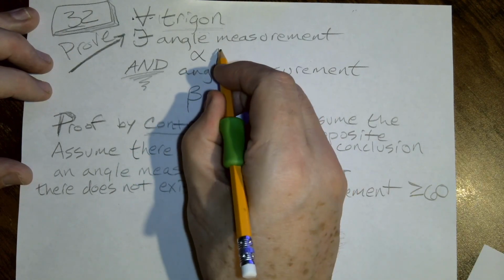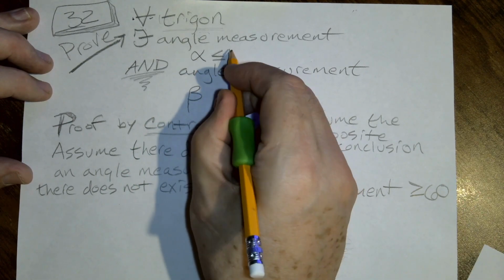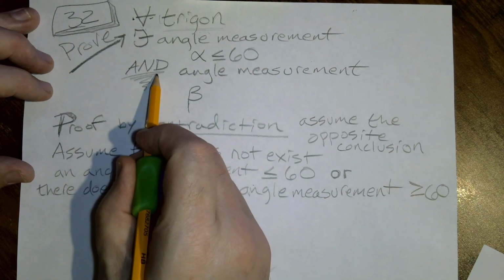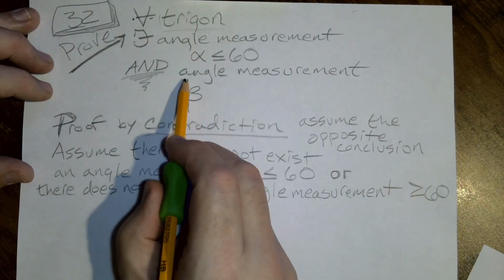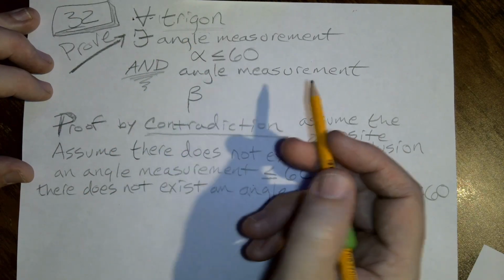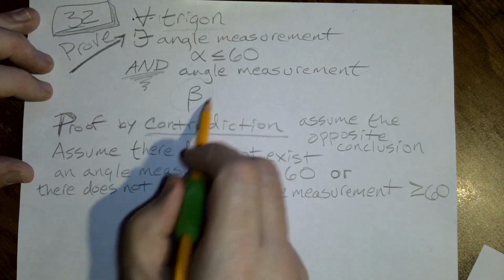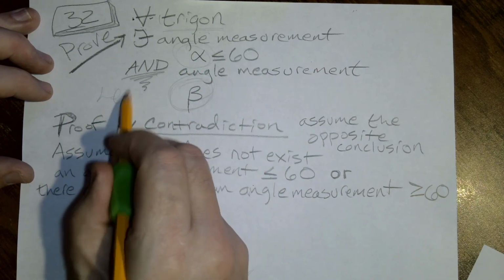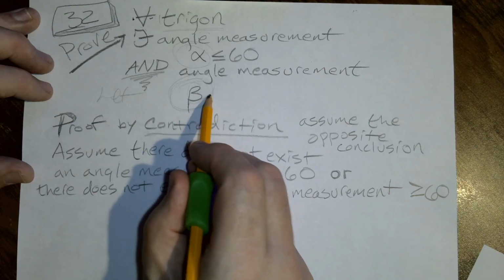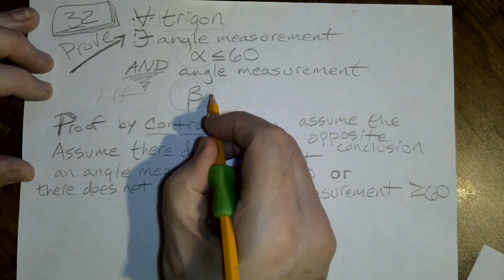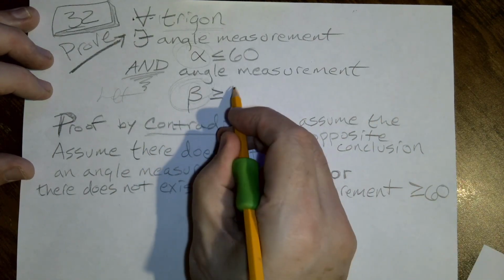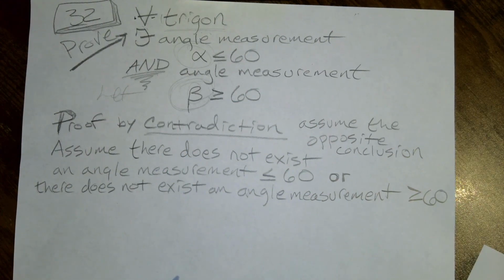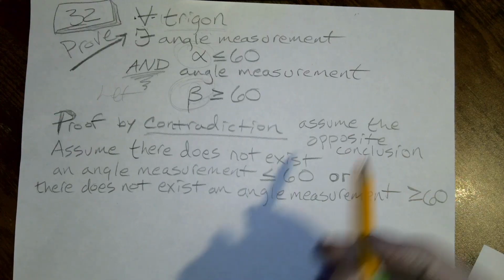So not greater than 60 we'll write as less than or equal to 60. And in that same trigon, there's an angle measurement beta. I'm just using labels here, right? The power of let. And there's an angle beta greater than or equal to 60 degrees. So we are to prove this.